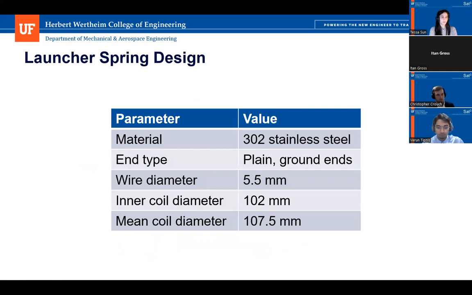These are the final base parameters of the spring designed for our CSD. Other relevant spring properties can be calculated from these values. 302 stainless steel in particular was chosen for its ability to withstand large temperature ranges when formed into wire without cracking. Next slide, please.